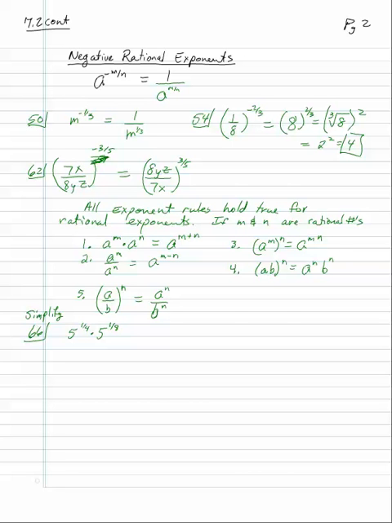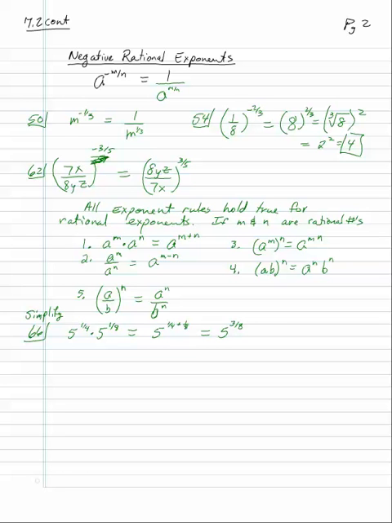Okay, so the bases are the same, so we're going to add the exponents. So 1/8 plus 1/4 is, we write common denominators, so that'd be 1/8 plus 2/8, which will be 3/8, and that's your answer.